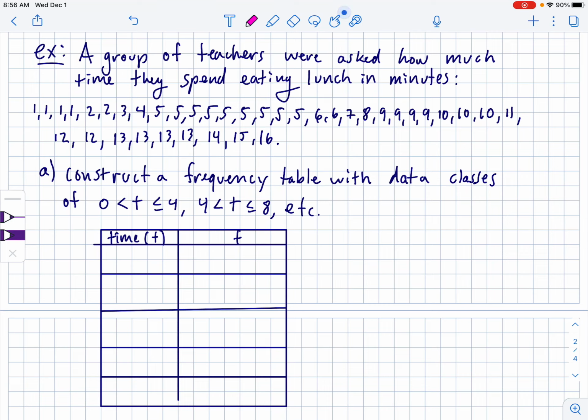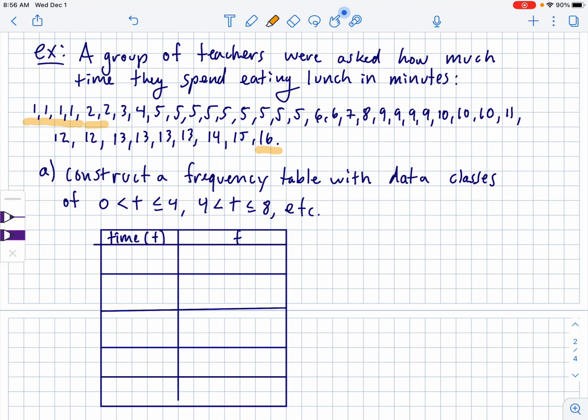All right, an example. A group of teachers were asked how much time they spend eating lunch in minutes. And this is the saddest data I've ever seen in my life. There are 4 teachers that are spending 1 minute eating lunch. And then there are 2 teachers that are spending 2 minutes. And the most any teacher is spending on lunch is 16 minutes.